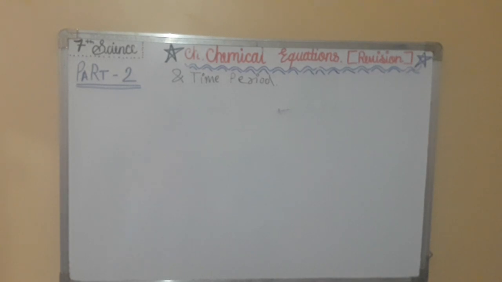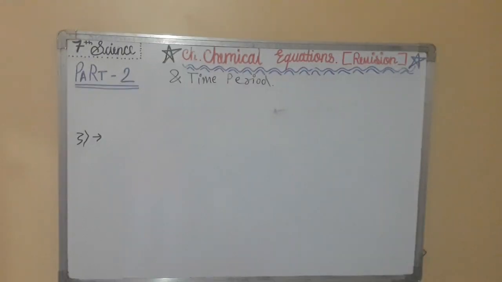Today we will learn class 7th science chapter chemical equations division, and we have finished two questions from chapter chemical equations. In this part we will learn about time period. We will solve some questions based on time periods. So this is part 2.